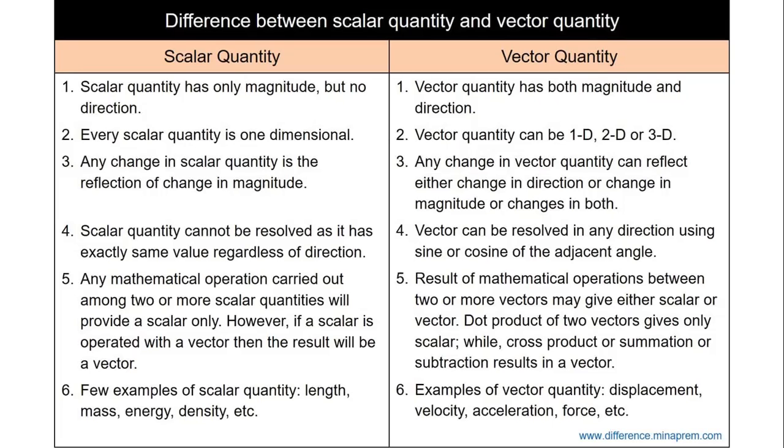Now, number 6, the final one on this comparison table. A few examples of scalar quantity: length, mass, energy, density.